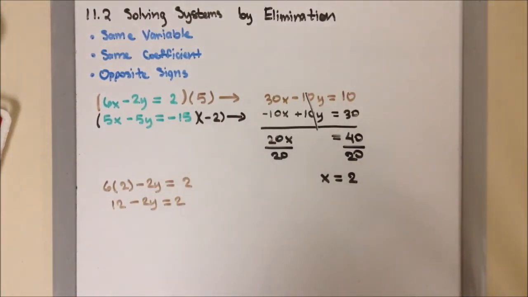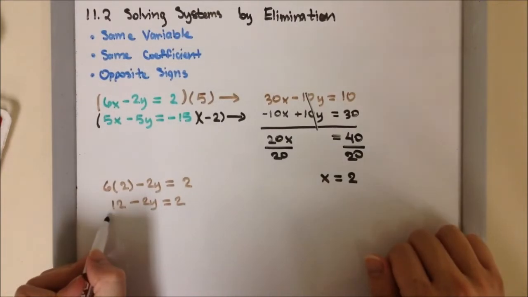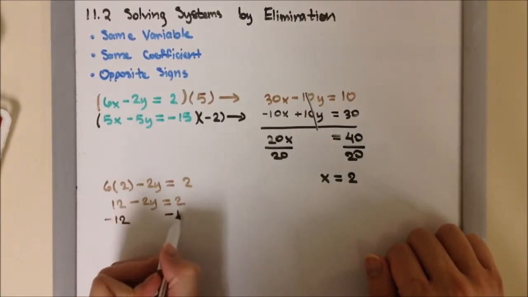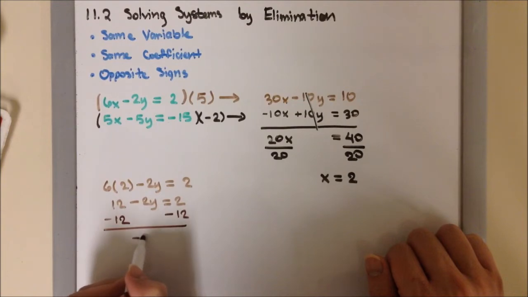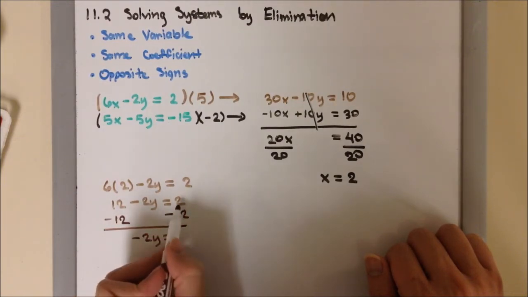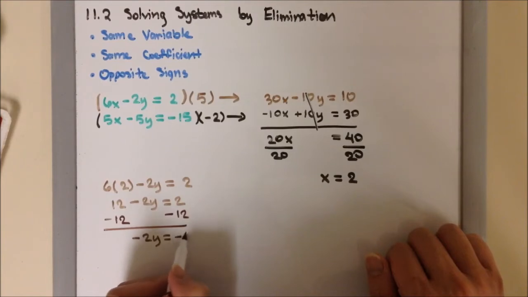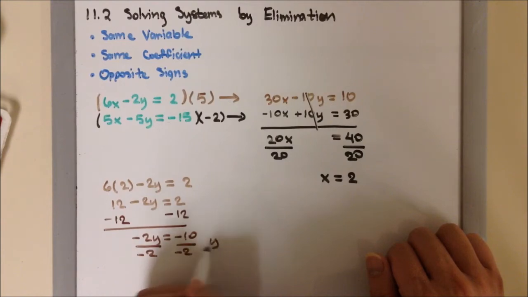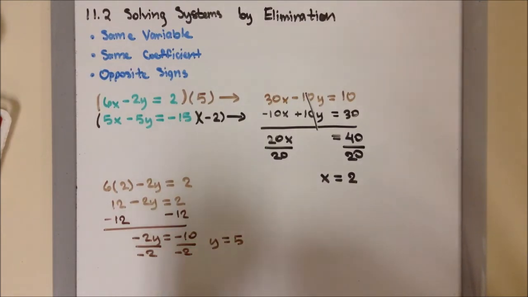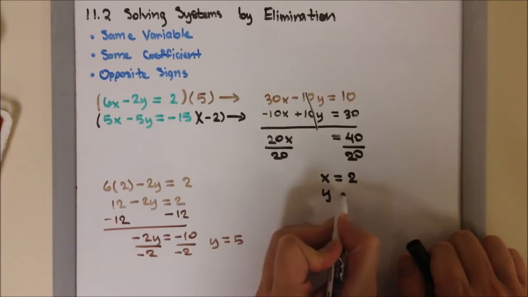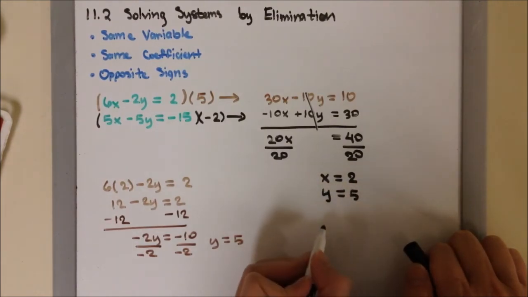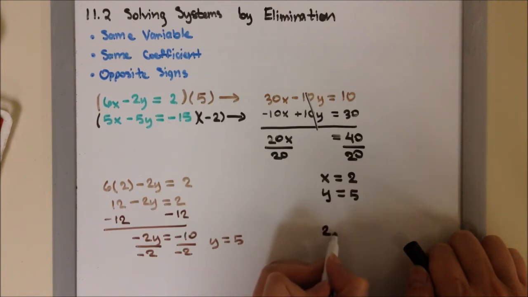And then I'm going to cancel the 12 by subtracting 12 on both sides. So negative 2y equals 2 minus 12, which will be negative 10. Divide both sides by negative 2. Negative 10 divided by negative 2 is y equals positive 5. So x equals 2, y equals 5. And then again, you can write it as a corner point. X is first, so 2, comma, and then y, which is 5.